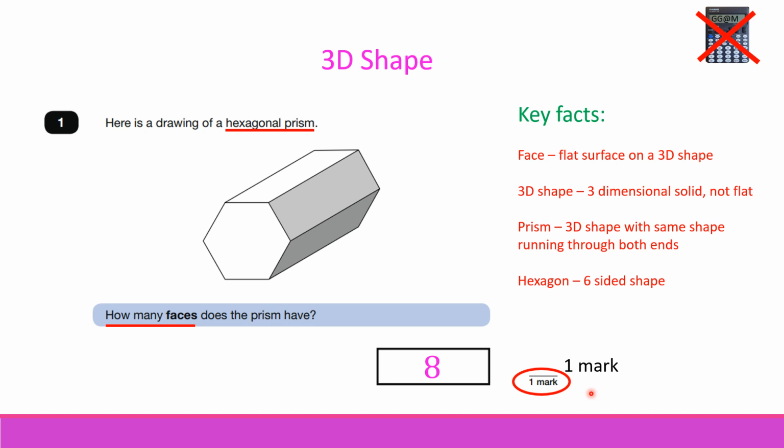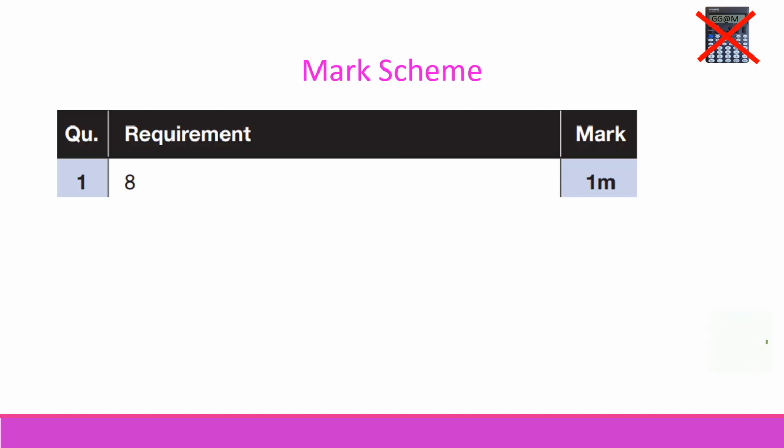So you need to make sure that you include all the faces, even the hidden ones, okay, to get the correct answer and to get the correct mark. Well done if you managed to get 8. Great work. The mark scheme on this question shows the answer is 8. 1M means 1 method mark.